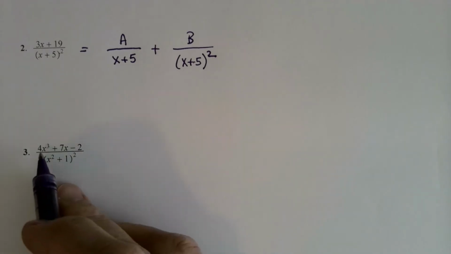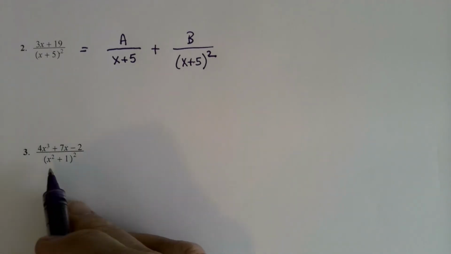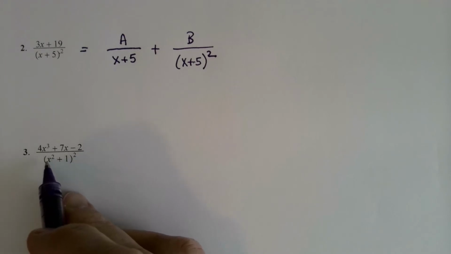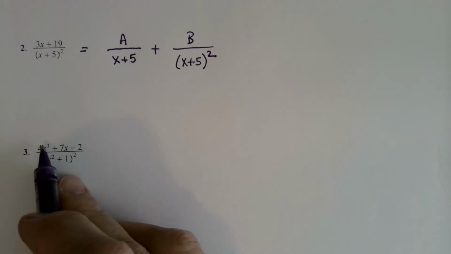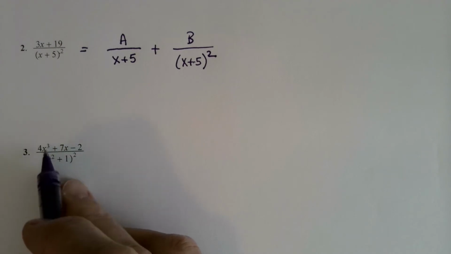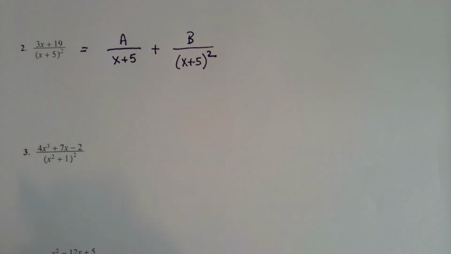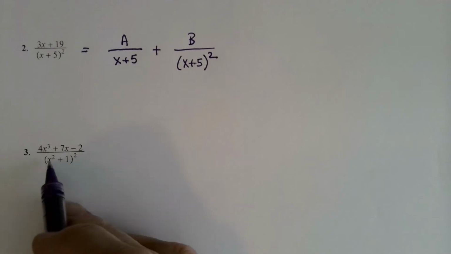Now look at this one. This is degree 3 up top. If I FOIL this out, x squared times x squared, x to the 4th, right? I'll have a 4th degree polynomial down here. So degree of top 3 to degree of the bottom 4. So it's in the correct form, degree of the top less than the bottom. And I factored the denominator.